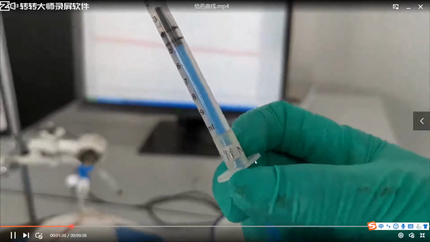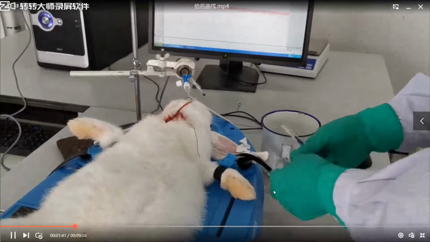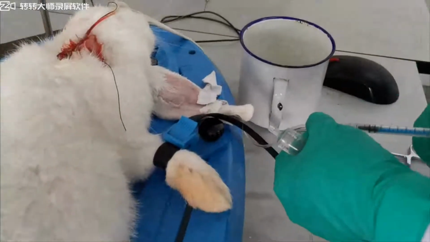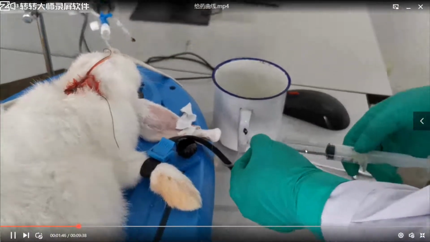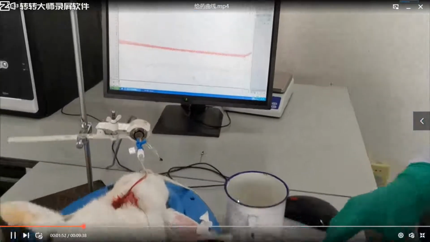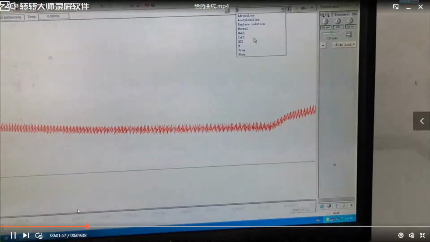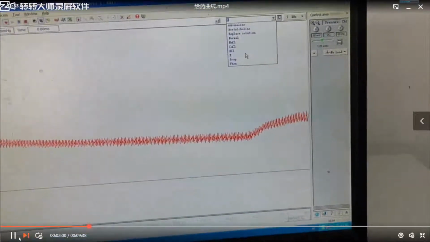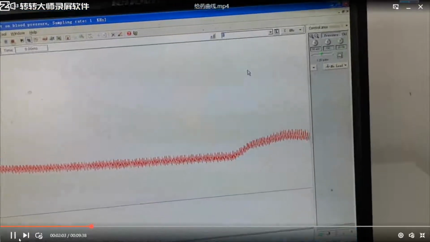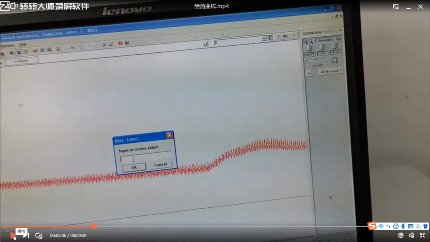The second drug is noradrenaline, norepinephrine. Each kilogram 0.1 milliliter, so for 2 kilograms we inject 0.2 milliliter noradrenaline. Just now we injected noradrenaline very fast. After injecting noradrenaline, we inject normal saline, so that the noradrenaline remaining in the scalp needle could be rapidly carried into blood circulation.